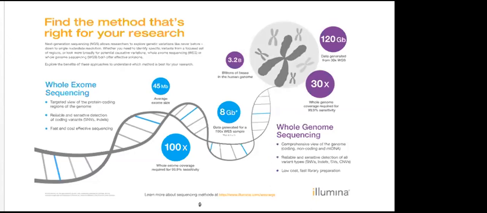Whole exome sequencing is targeted to view the protein-coding region of the genome. It offers a reliable and sensitive detection of coding variants. It is fast and cost-effective. It is key for us to understand that whole genome sequencing, on the other hand, provides a comprehensive view of the genome as far as coding, non-coding and mitochondrial DNA are concerned. It is reliable and sensitive as well, and includes detection of all variant types. It's a low-cost and fast method for library preparation.